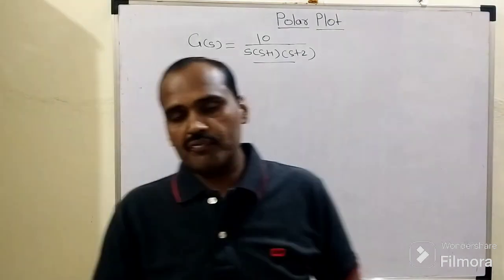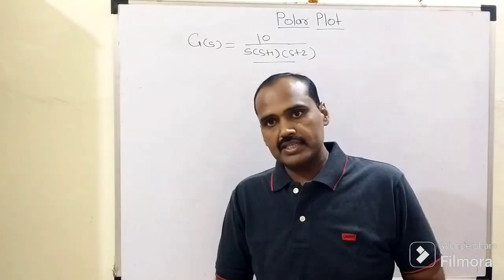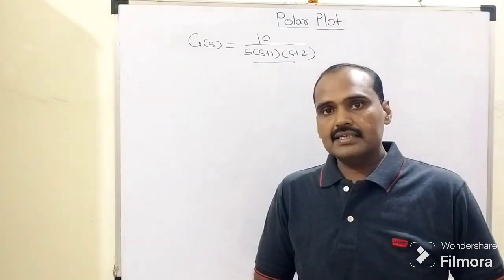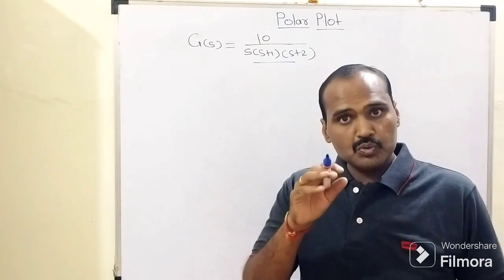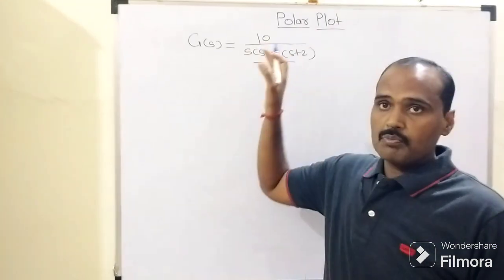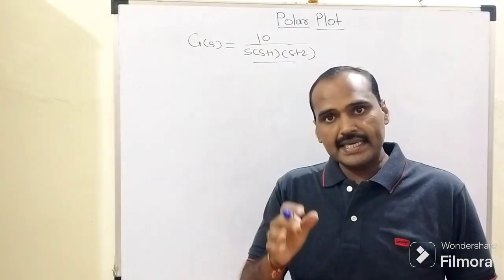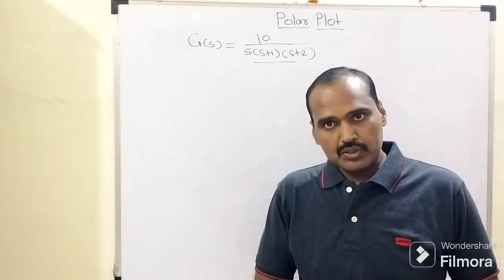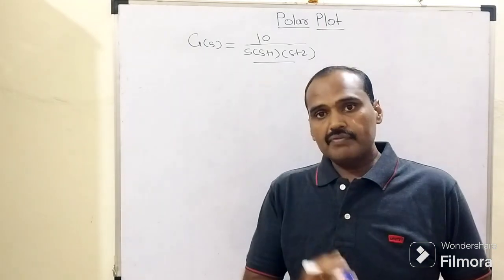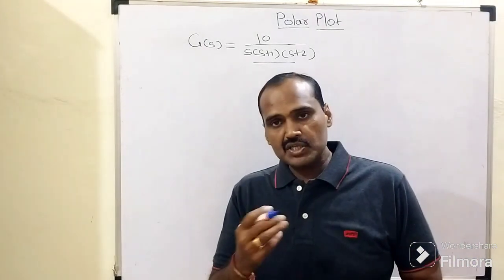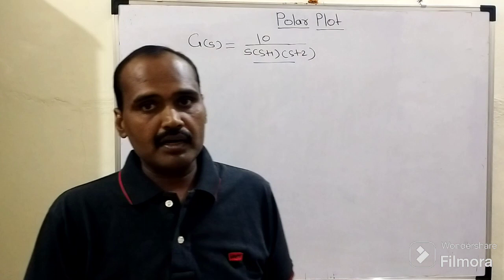Such a type of objective we used to have whenever we are required to plot the polar plot for a given feedback control system or a unity gain feedback control system. So first of all, we need to understand the design procedure for this polar plot.